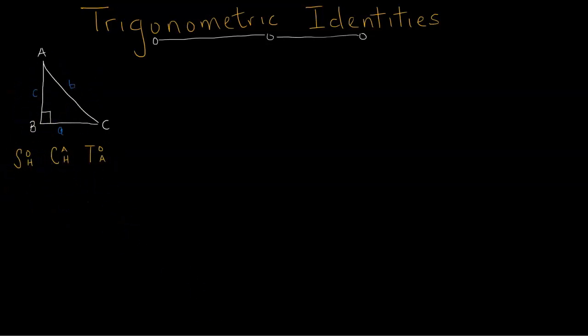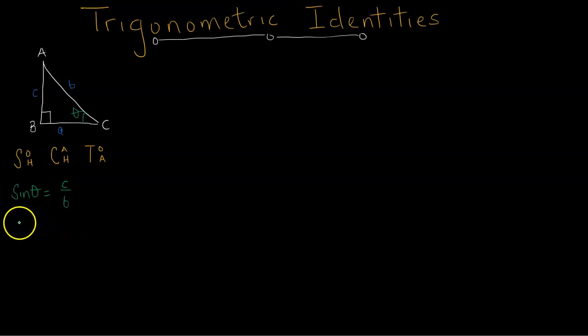Let's do that, starting with the sine. If this angle here is represented by theta, the sine of theta is going to be the ratio of the opposite to the hypotenuse. So this is the opposite, the side AB, which is lowercase c. The hypotenuse is the longest side, that's the side AC, which is lowercase b.